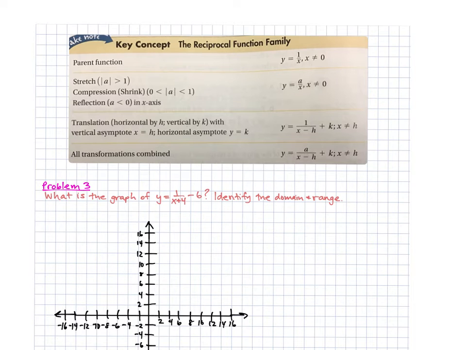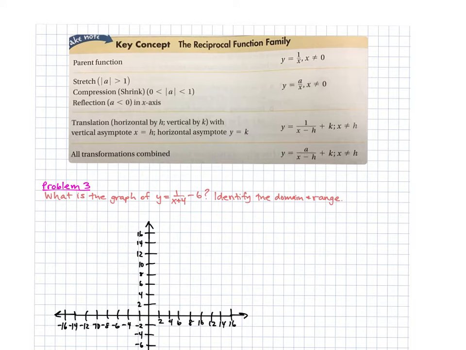Okay, and so here's a concept just of the parent function for reciprocal functions. Here's our parent function 1 over x, where x doesn't equal 0. When you change the a, it's going to be a stretch if the absolute value of that is greater than 1. It's going to be a shrink if it's between 0 and 1. And then if it's negative, it reflects in the x-axis.